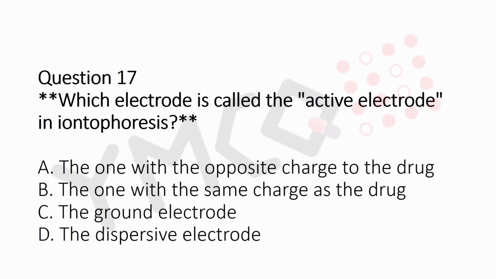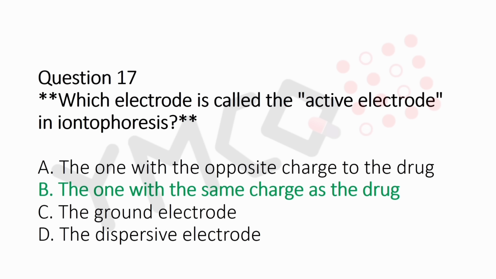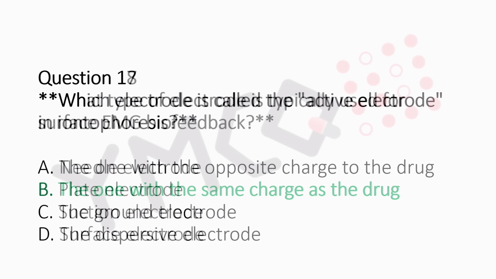Which electrode is called the active electrode in iontophoresis? Option A, the one with opposite charge to the drug. Option B, the one with the same charge as the drug. Option C, the ground electrode. Option D, the disruptive electrode. And the answer is option B, the one with the same charge as the drug. Now let's move to question number 18.